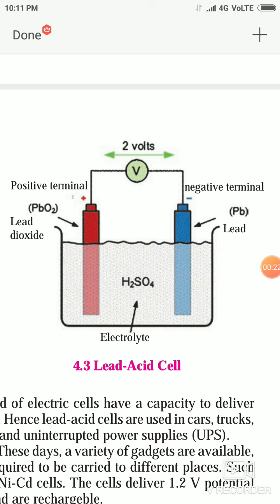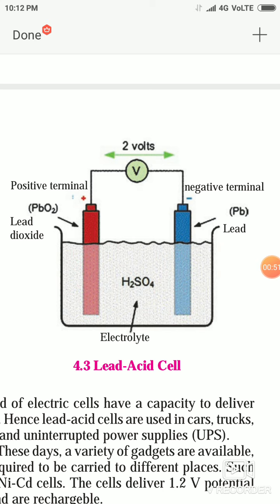So lead acid cell is used in cars, trucks, motorcycles, or any uninterrupted power supplies, UPS as it is called. So lead acid cell is used in all these appliances. So let's see the construction. If you observe the diagram, you can see that in lead acid cell, lead is used.